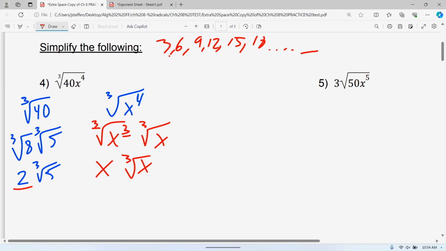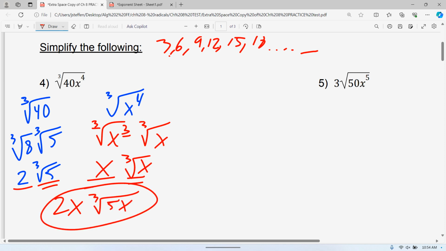Everything that's not in front, everything that is inside of a radical, goes together all in the same radical. So we get 2 times x times the third root of 5x.